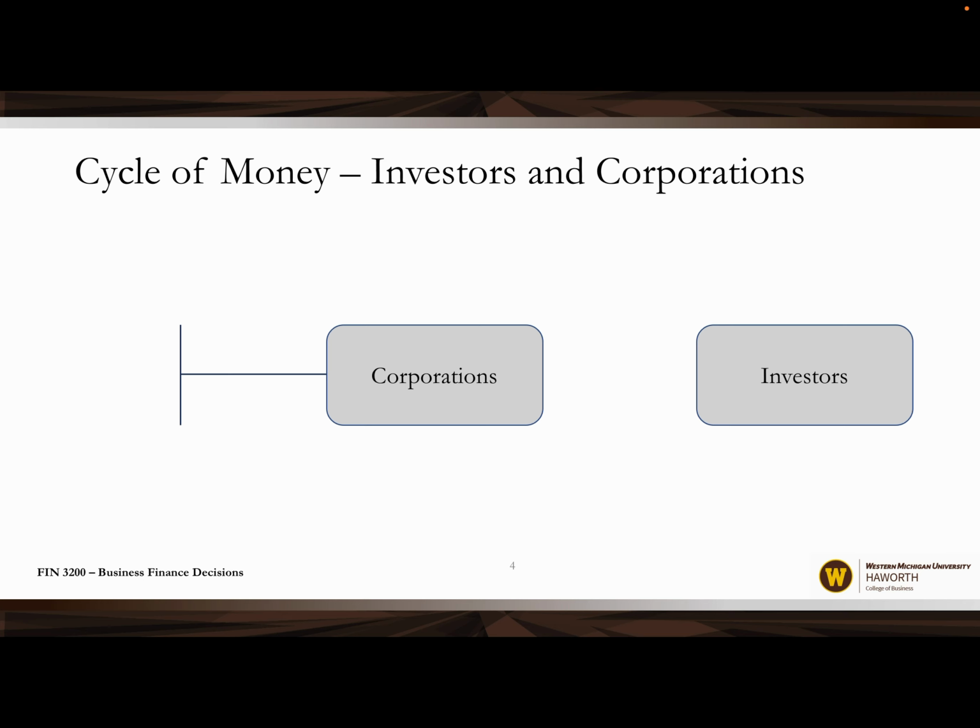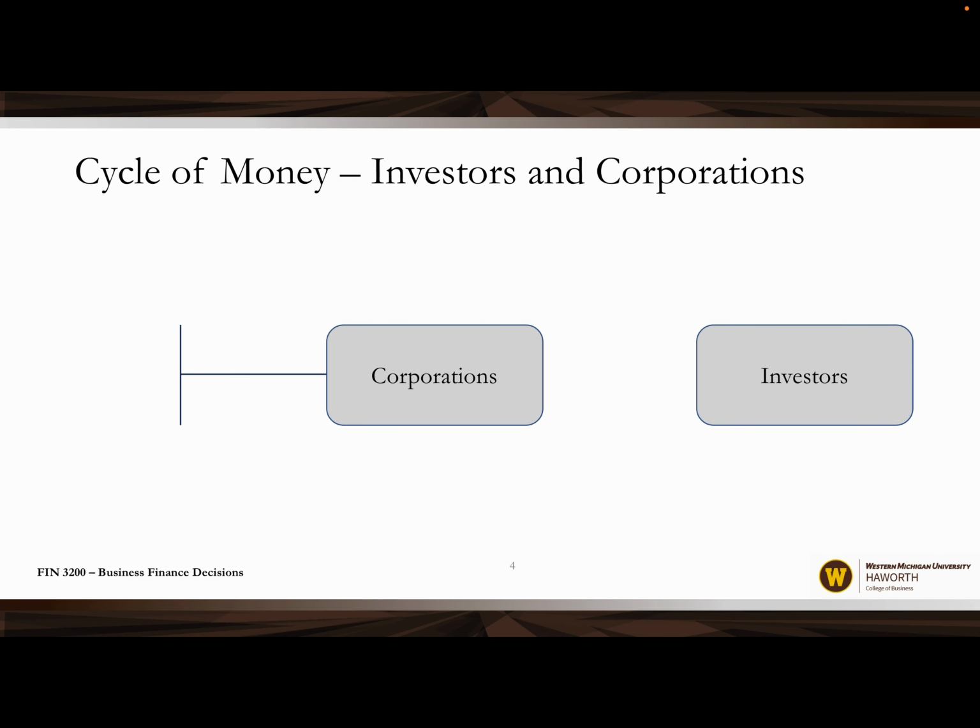So this slide I call the cycle of money between investors and corporations. We're going to talk about corporations, what they are, why they're important, and so on right after this. But let's first talk about how they get money, where they get money from, and what the relationship is with the investors. Okay.